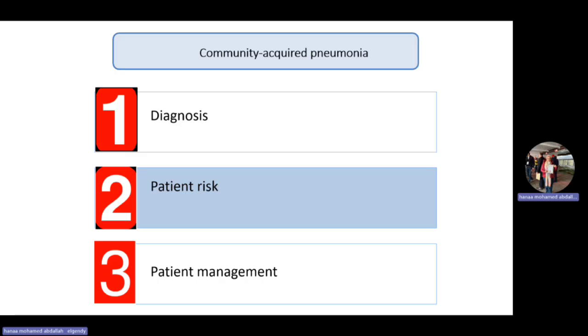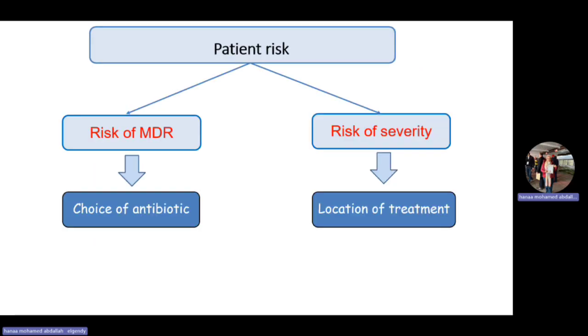The patient risk is very important. We have two risks for the patients: risk of MDR, according to which we choose the antimicrobial, and risk of severity, according to which we decide where to treat the patient, either at home, at the ward, or in the ICU.